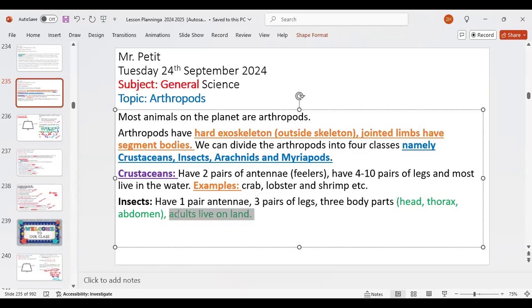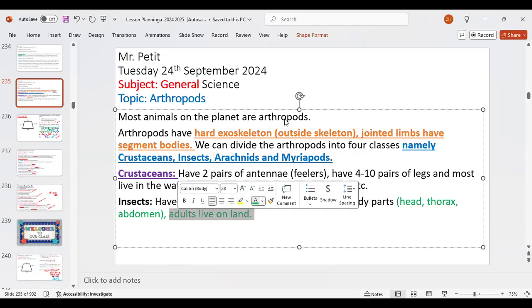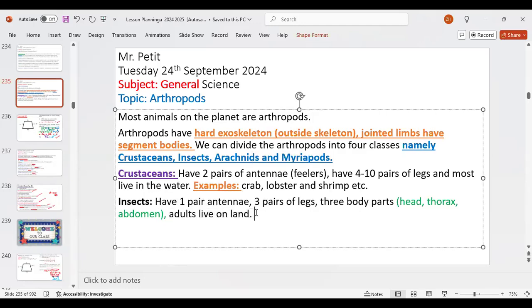Examples of our insects. You could give me like 1,000 of them. Examples would be roach, fly, mosquito, grasshopper, and bee. Those are examples of your insects.